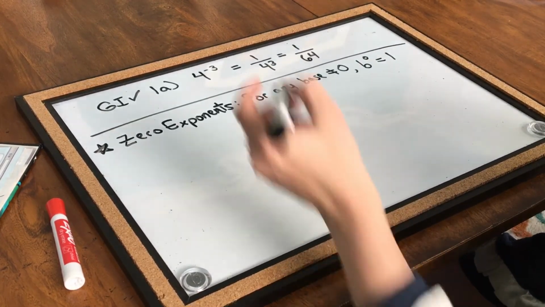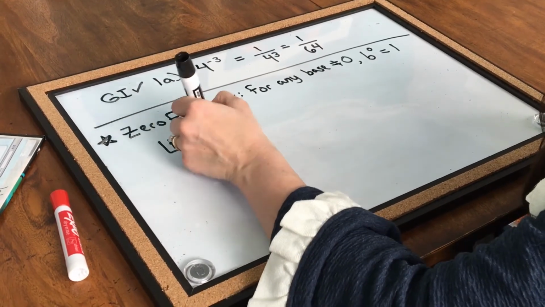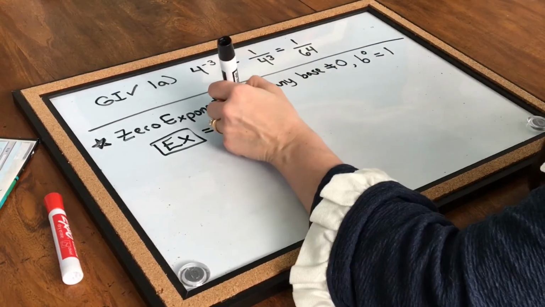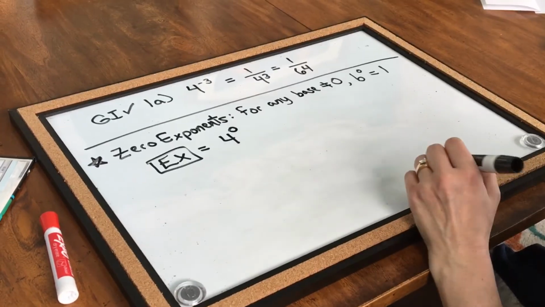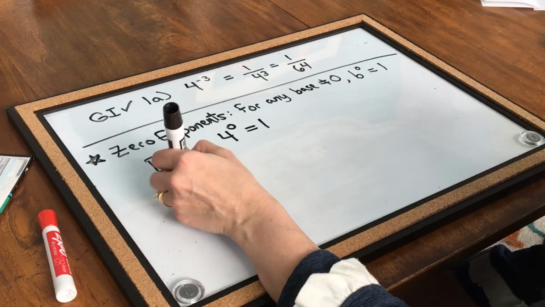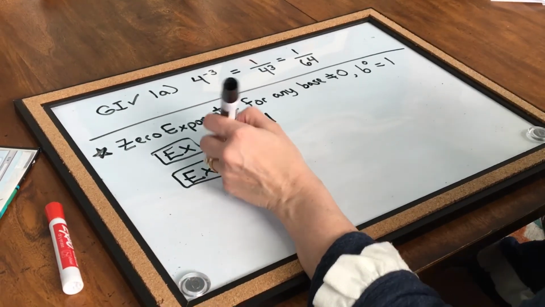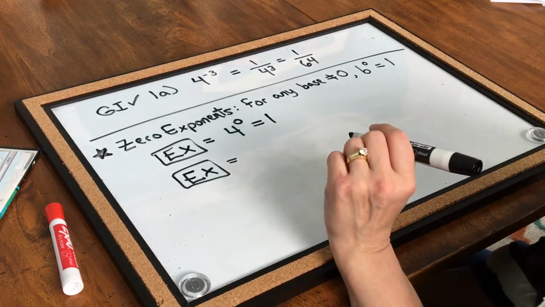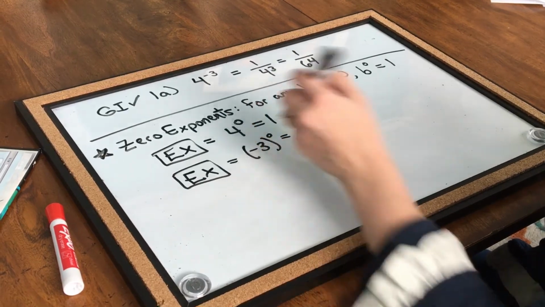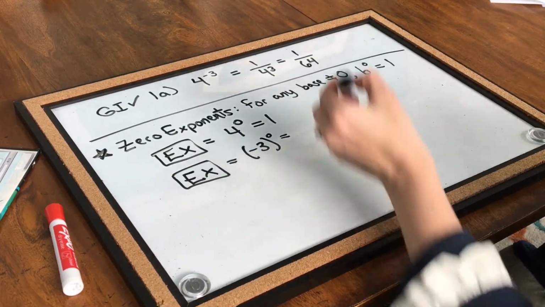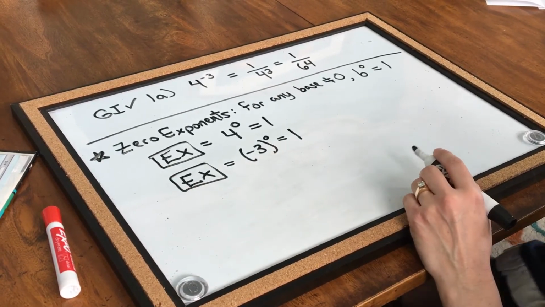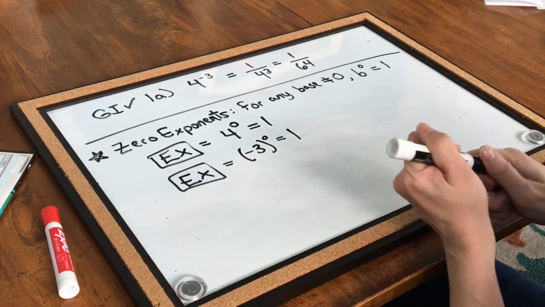Let's try a quick example, and we'll see how that works. So, for example, if I used 4 to the 0 power, anything to the 0 power we said equals 1 as long as the base isn't 0. This is true for negative bases as well. So let's try an example with a negative base. So for example, if I had negative 3 raised to the 0 power, that would also be 1. Okay, as long as this base is not 0, then anything raised to the 0 power is 1.